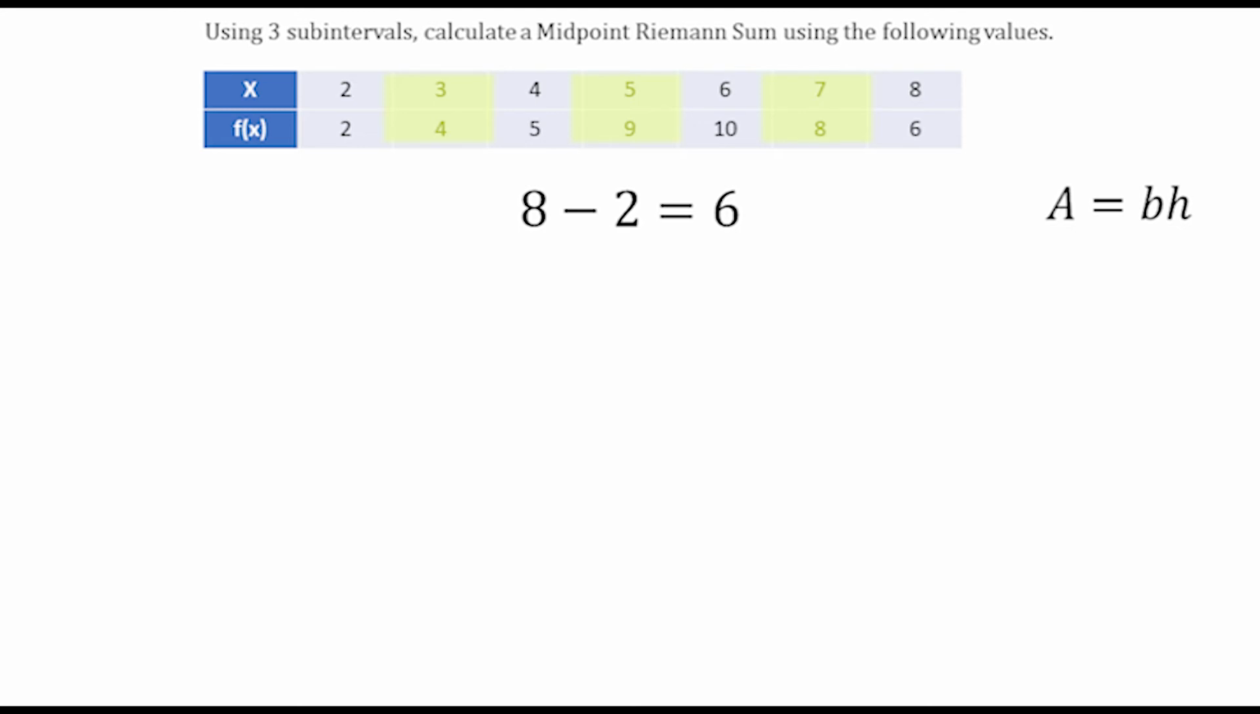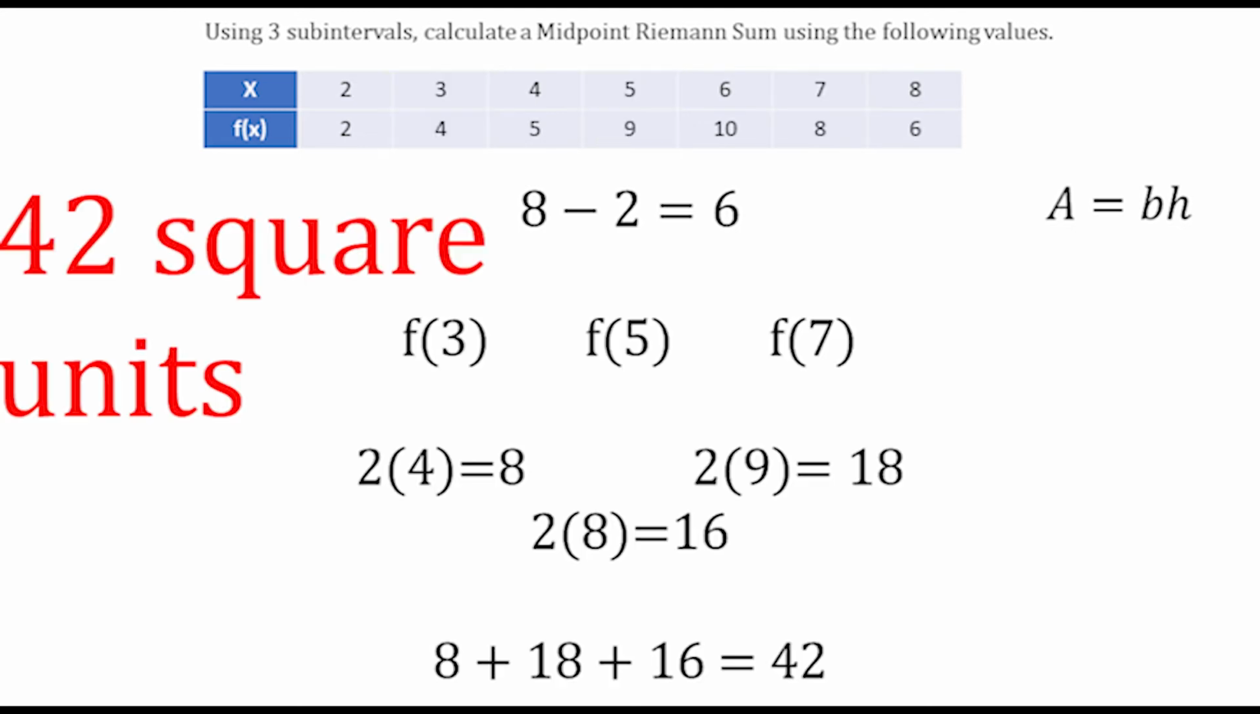If you think you could do it on your own, pause here. You should have gotten 42 as your answer. This is done by multiplying each width by the middle height of each interval. In this case, that was f of 3, f of 5, and f of 7. This would give 2 times 4 plus 2 times 9 plus 2 times 8, which equals 42.